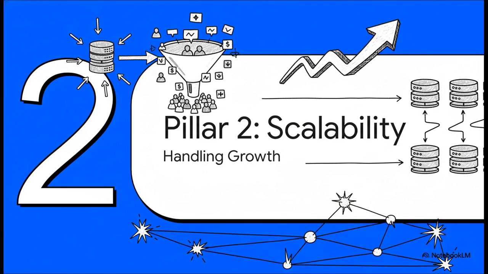All right, on to our second pillar, scalability. This is a big one. It's all about how systems handle growth. You know, how do you go from 100 users to 1 million? How do you handle those massive, unpredictable crowds like on Black Friday or when a post goes viral, without the whole thing just grinding to a halt?